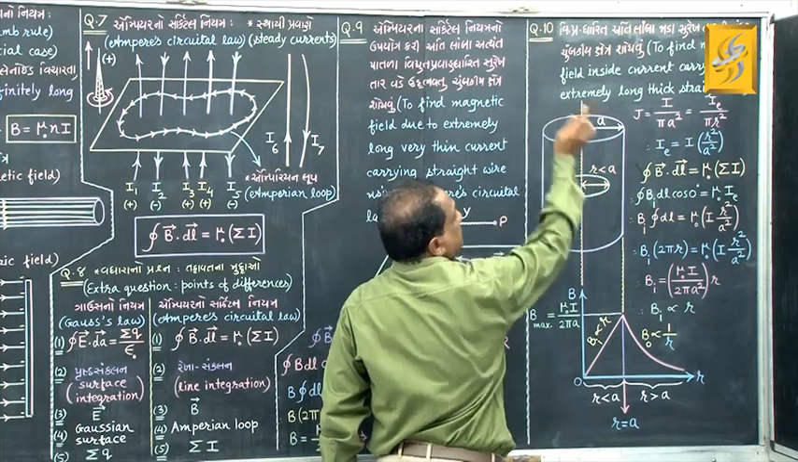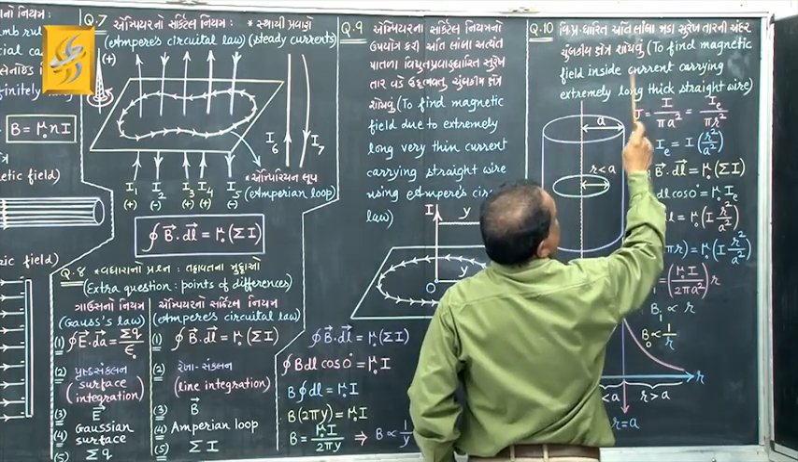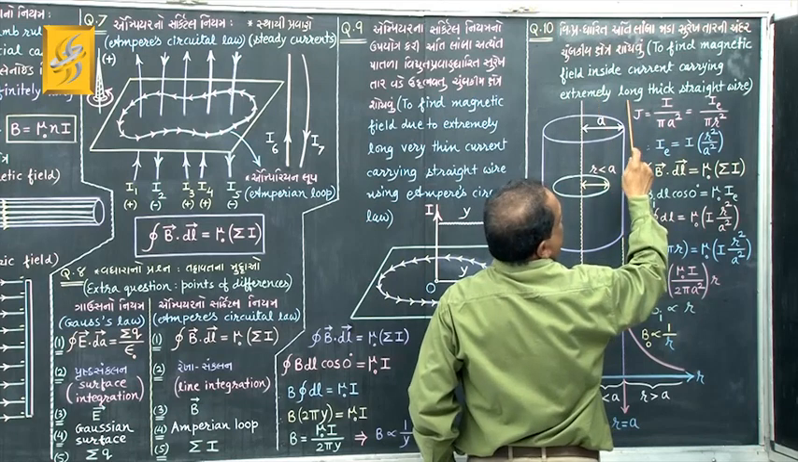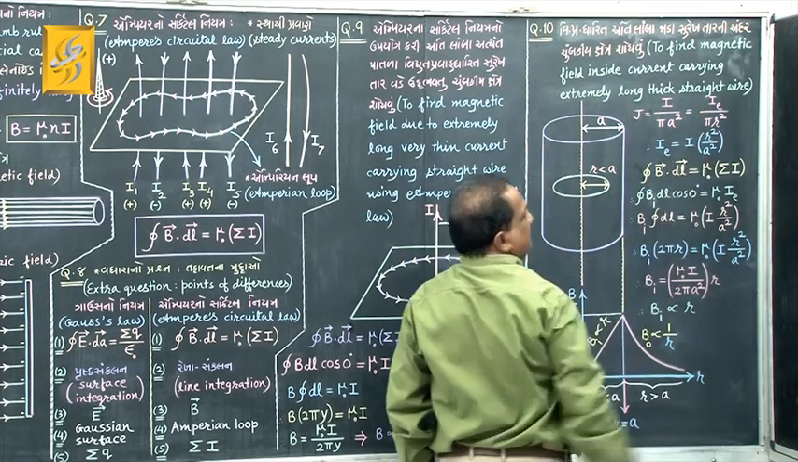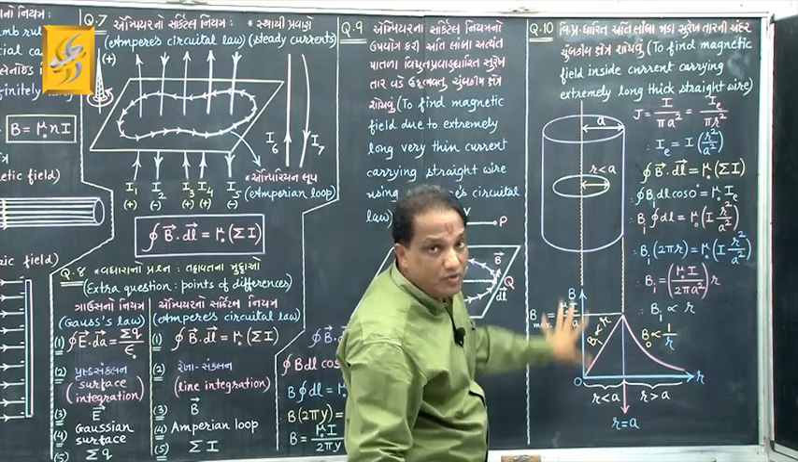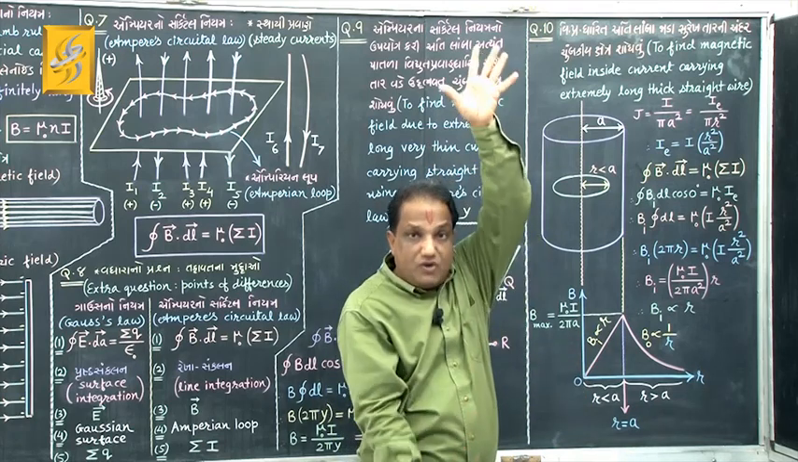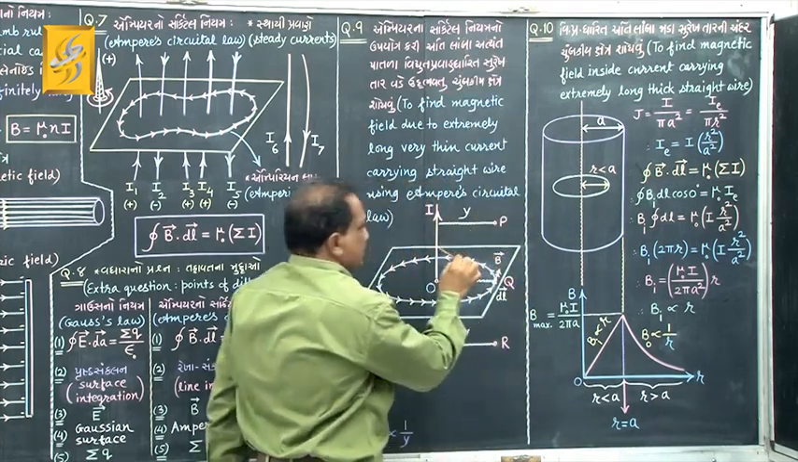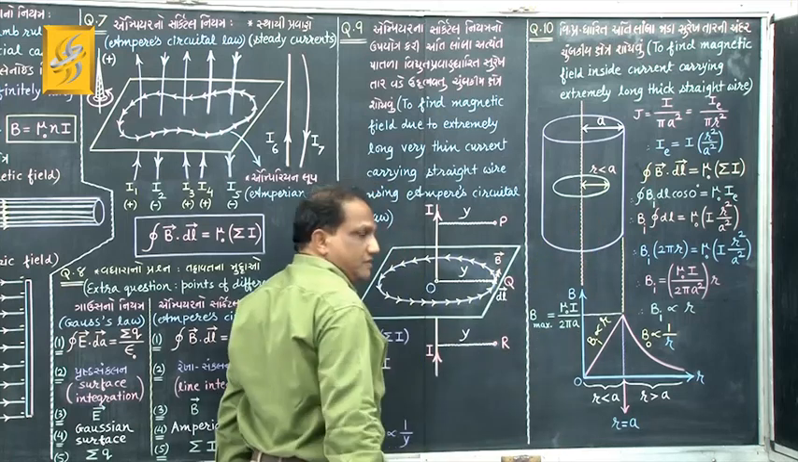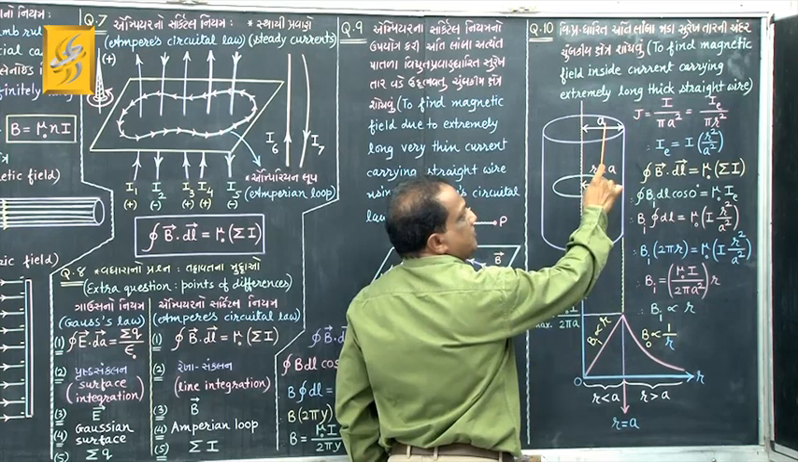Question number 10. To find magnetic field inside a current carrying extremely long, thick straight wire. Consider this thick wire to be extended up to infinity theoretically, and practically a very long thick wire. Compared to this, you can see this wire is very thick. The radius of the circular cross section of this wire, let it be small a.